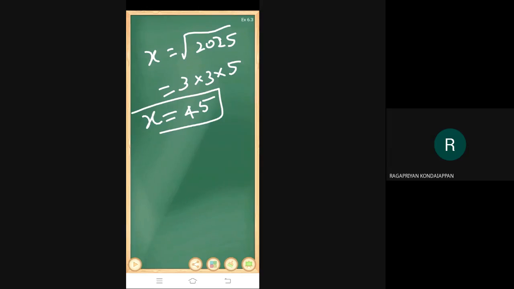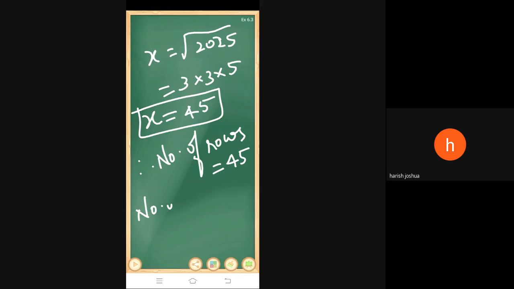x is equal to the square root of 2025, which is nothing but 3 into 3 into 5, which is nothing but 45. Then the number of rows: how many rows? 45. Number of plants in each row: how many? That also is 45.